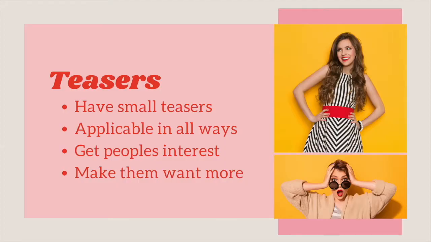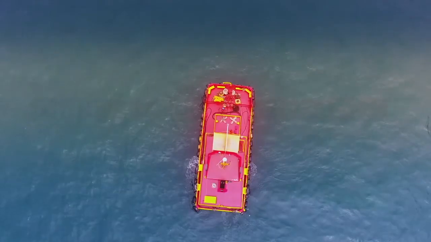And now the next idea that you can have for your Instagram Reels is to create teasers. You can have small teasers of your products, and these are of course applicable in all ways, because they can get people's interest and make them want more. So what I mean by teasers is you can have small snippets of new products or of existing products. You can have behind the scenes content with teasers in that aspect, basically creating something that makes the viewer want to see more of whatever it is that you're promoting, whether it is actually a product or a service, or maybe even just you as an influencer or as a personal brand as well.